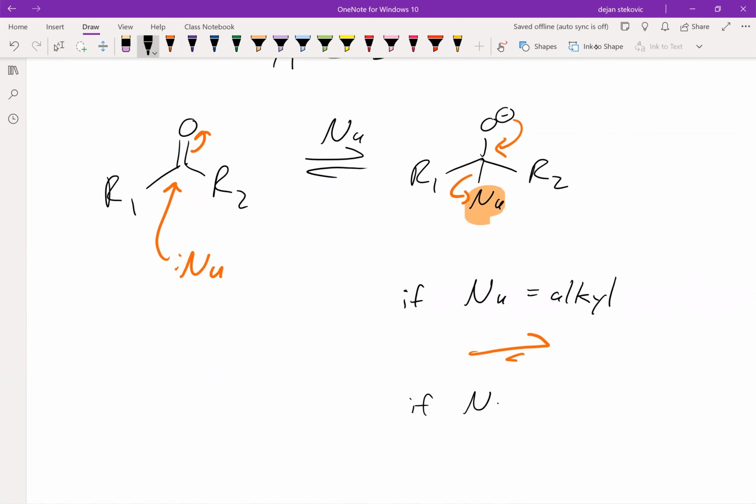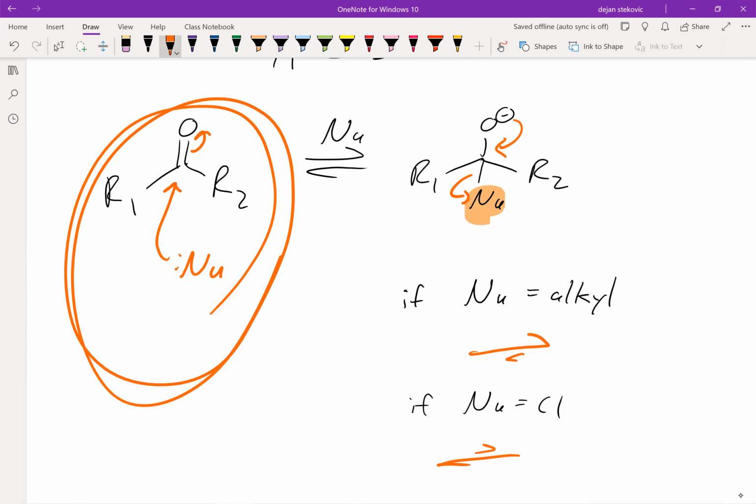If, for example, your nucleophile is like a chlorine, so for example, if you add some HCl in the presence of a ketone, they will react. However, since the chlorine is such a good leaving group, the reactants are going to be favored, right? That chlorine is going to attach, but then it's just going to go ahead and leave, and the vast majority of your compounds will stay to the left.